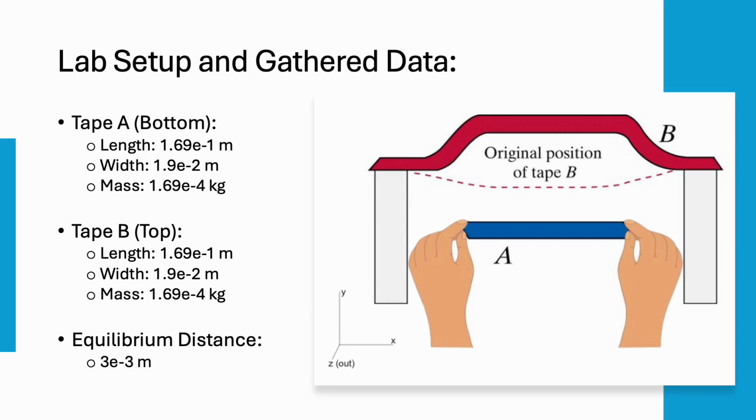Here's my lab setup and some gathered data during the experiment. As you can see, for tape A and B, the lengths were 16.9 centimeters and a width of 1.9 centimeters, mass 0.169 grams. The distance between the tapes at the time of flotation was 3 millimeters.